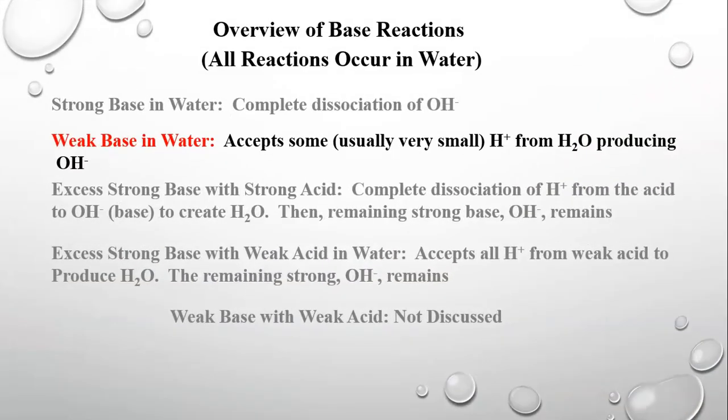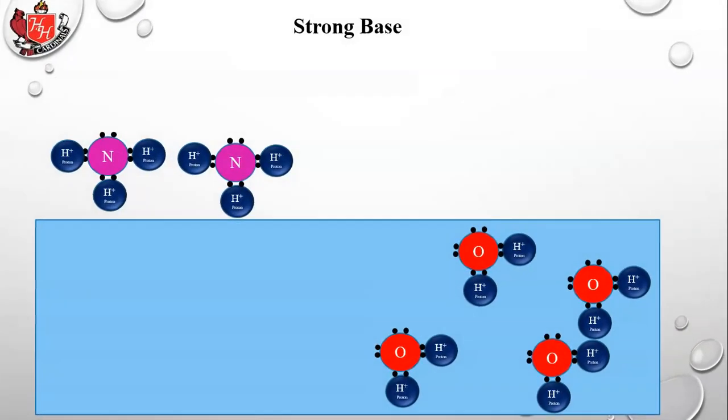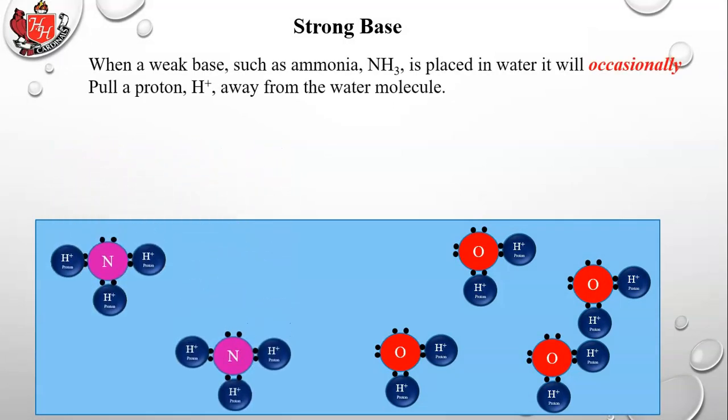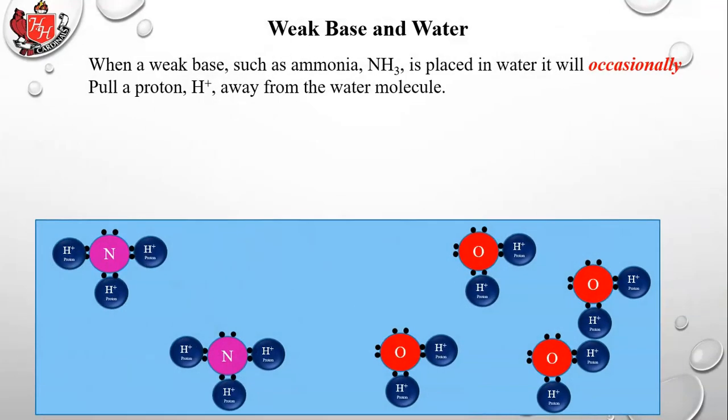Next, we have weak base in water that accepts some, usually a very small number of protons from the H2O. It breaks the water molecule in two, producing OH minus. So here we have two weak base molecules. They're ammonia. We're going to drop them in the water. So when a weak base such as ammonia, NH3, is placed in water, it will occasionally pull a proton, H+, away from a water molecule. So there we see that proton is going to move over to one of the ammonia molecules, like that.